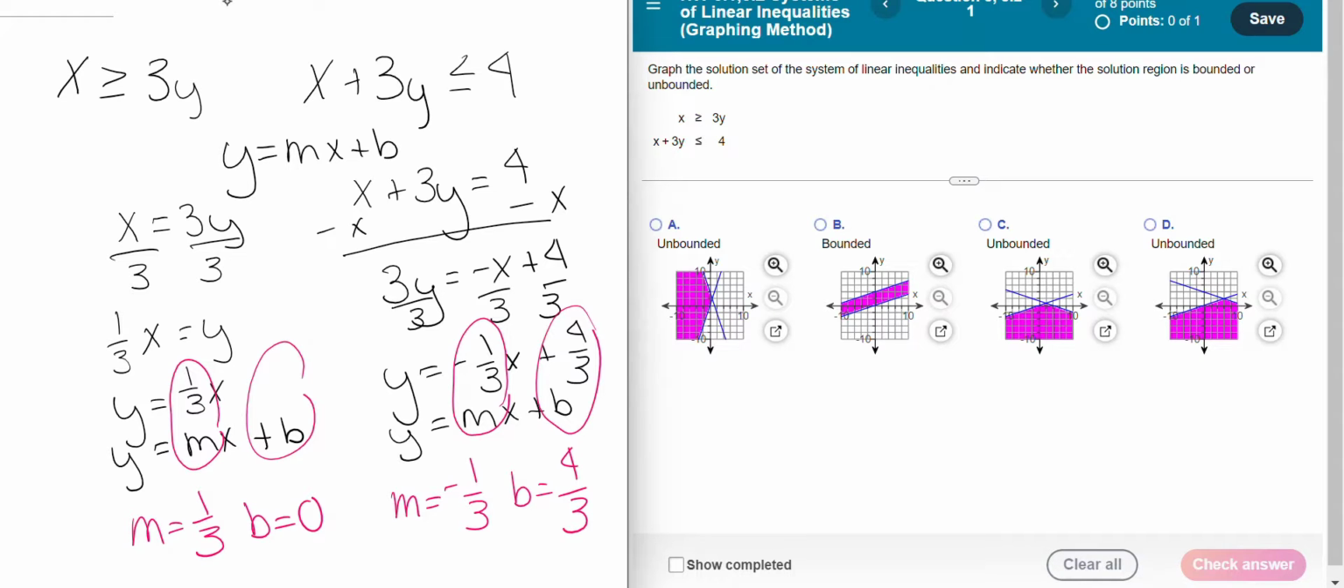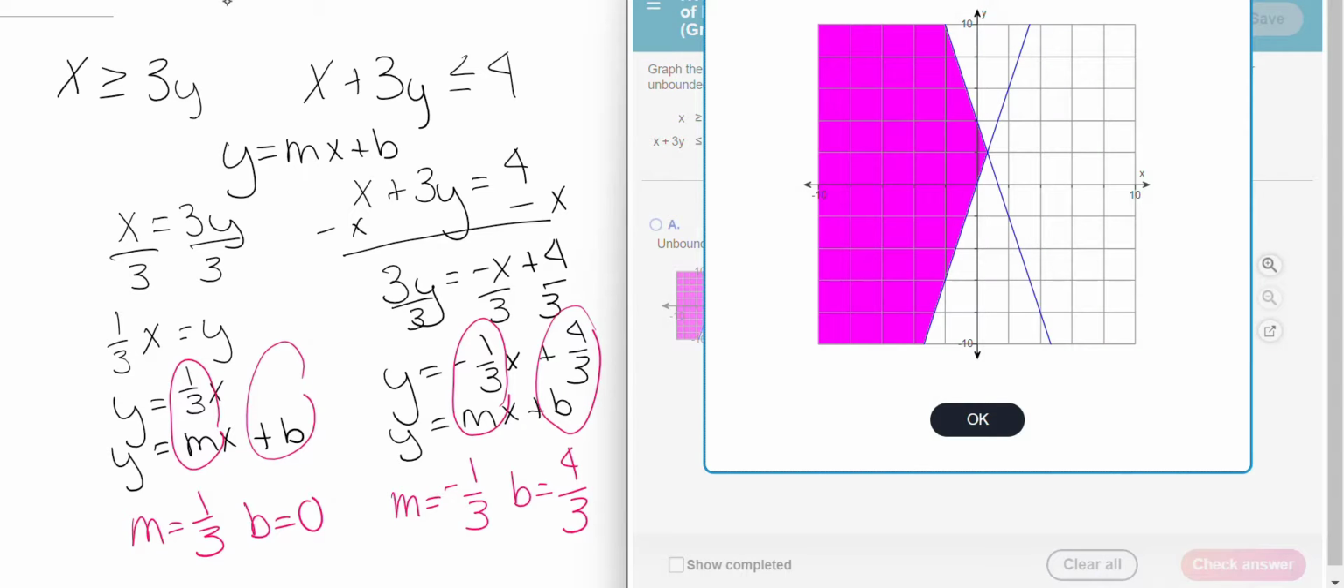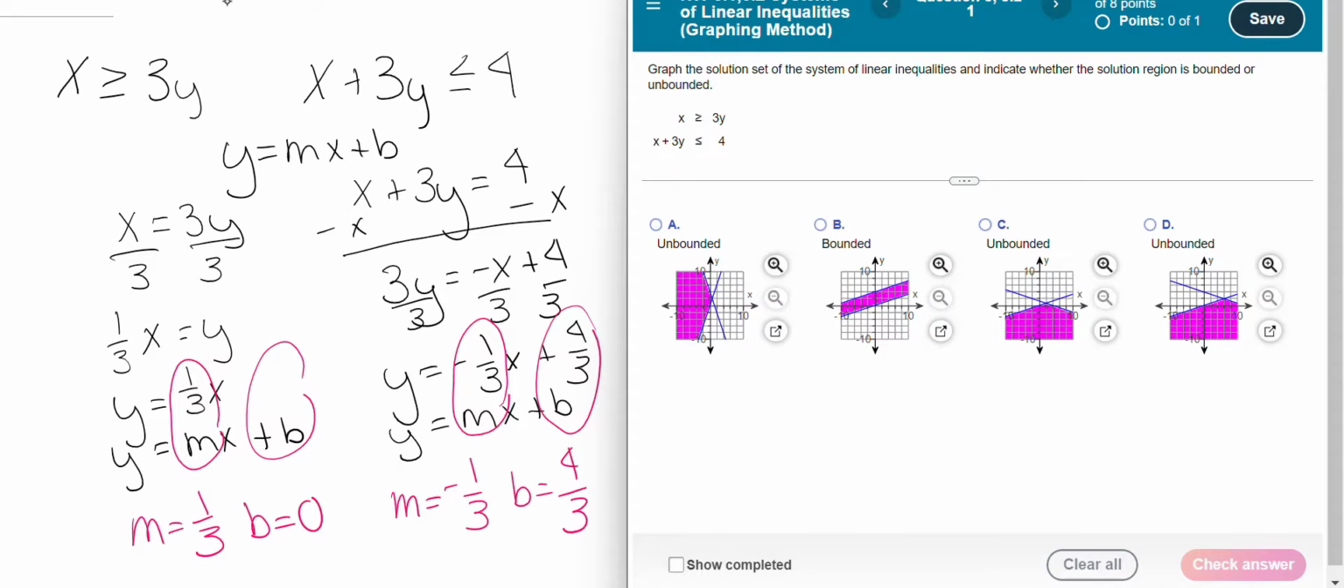Now I look at this, my slopes are not the same, so it can't be B. These are not parallel lines. So the next thing I'm going to do is figure out if A could possibly be our answer. I'm going to pick an ordered pair somewhere up here. Why am I doing that? Because when I look at C, the upper left isn't highlighted. When I look at D, the upper left isn't highlighted.